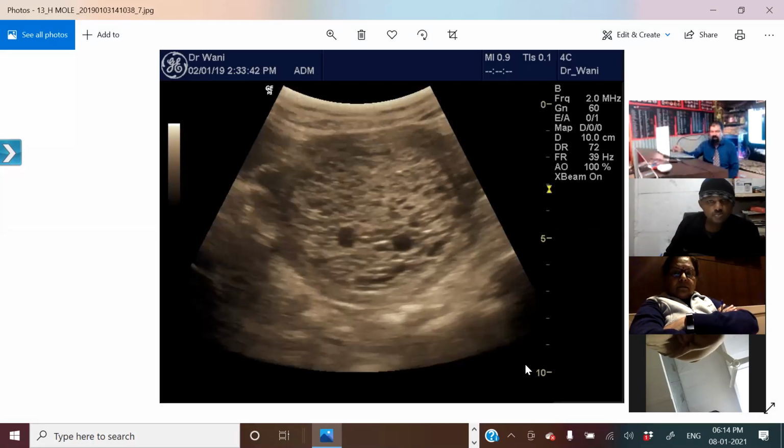Molar pregnancy. This is the case of the molar pregnancy, where I see a snowstorm and there is no fetal pole, but there can be a partial mole also, where I can see the fetal pole. But in a classical mole, I see the picture like this, multiple cystic structures. And if I put a color, none of these cystic structures will take color because these are not vascular.